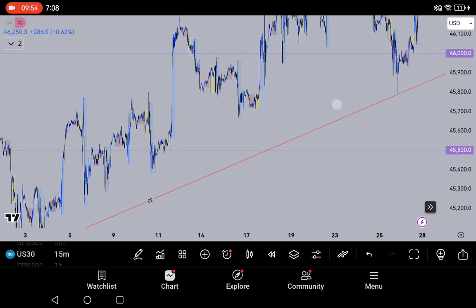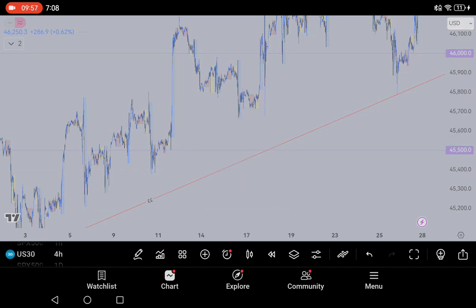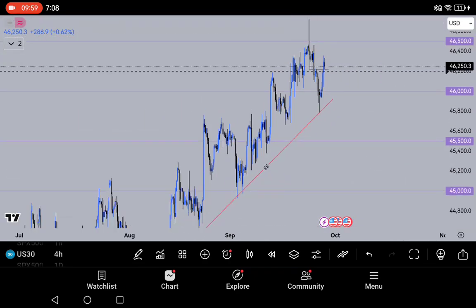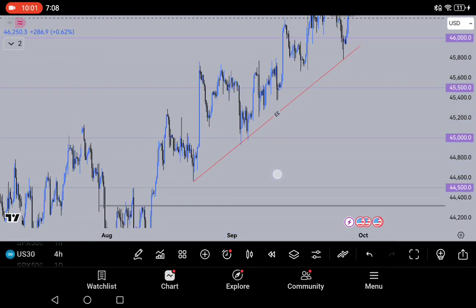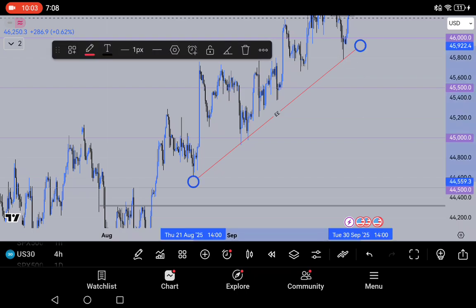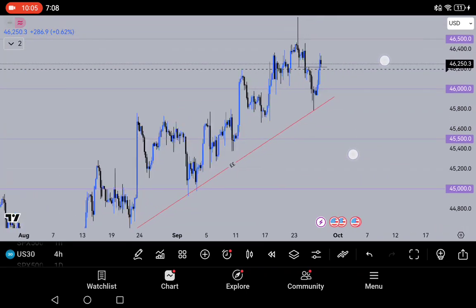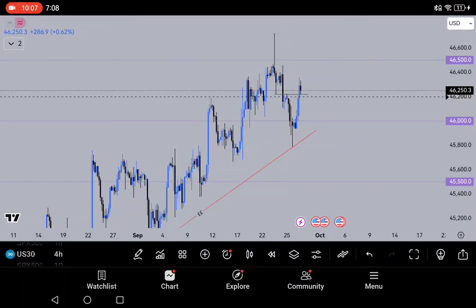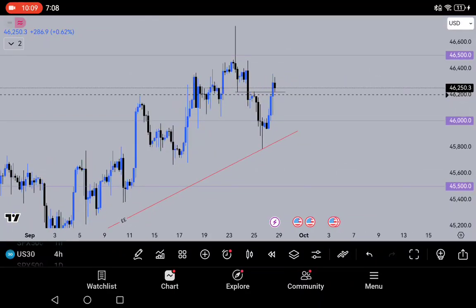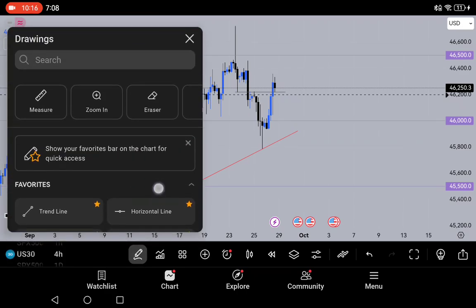So right now I'm looking for, I have this trend line liquidity. You can see first touch, second touch, third touch, fourth touch. So now we are currently in a crucial zone here. Remember, this is not financial advice. I'm telling you based on my analysis. We are currently in a crucial zone here.